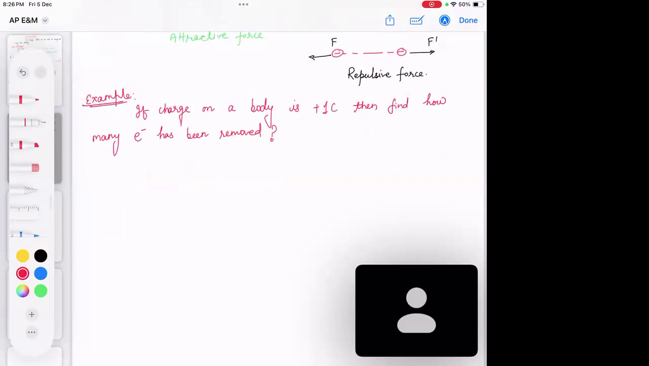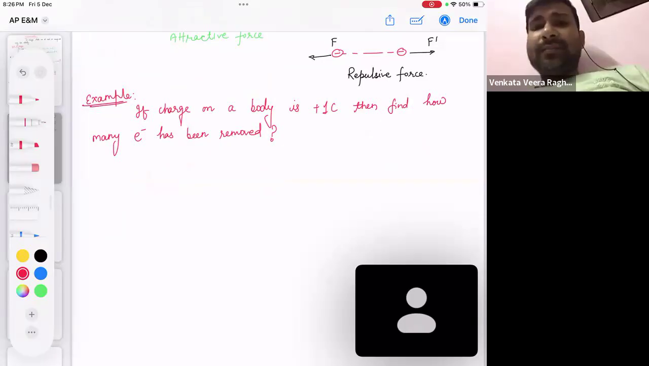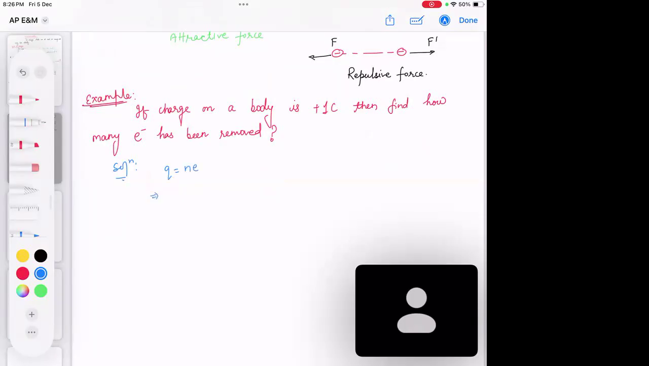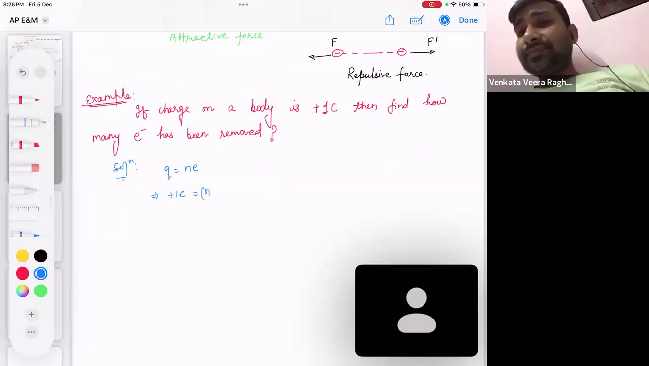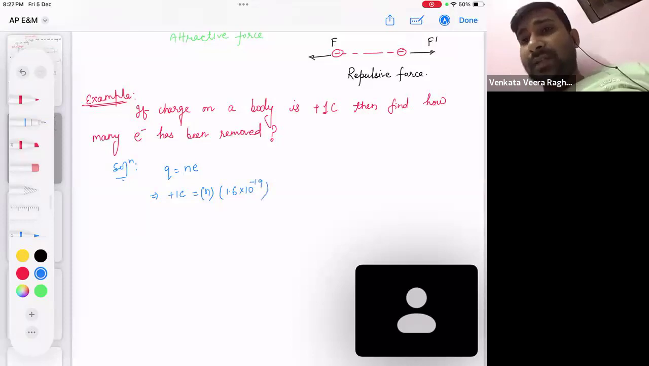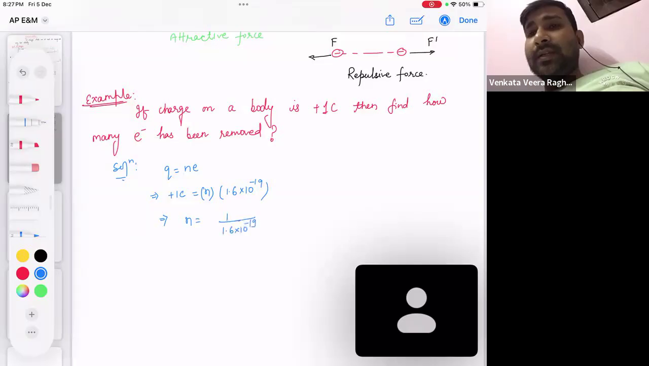It is 1 by 1.6 into 10 to the power minus 19. Simple. What should we use here? Should we use Q equal to n e? We want to create 1 coulomb charge, so how many electrons do I need to remove? Some n number of electrons. The charge of one removed electron is 1.6 into 10 to the power minus 19. The number of electrons removed is 1 by 1.6 into 10 to the power minus 19. These many electrons we should remove.